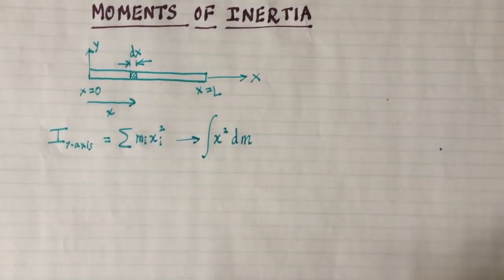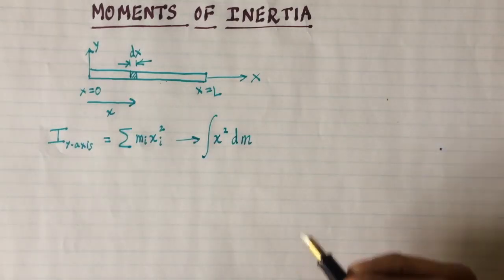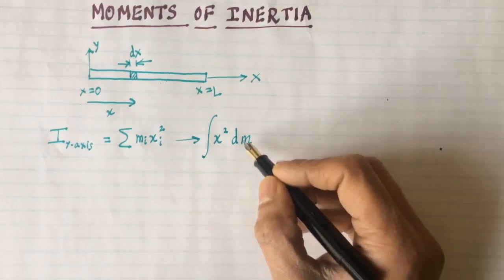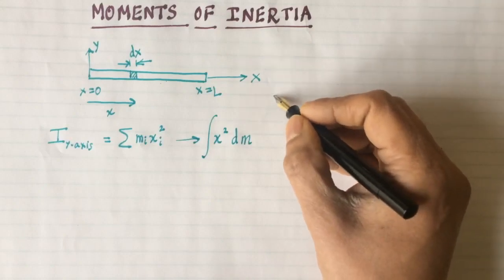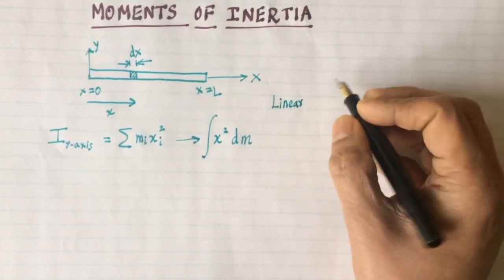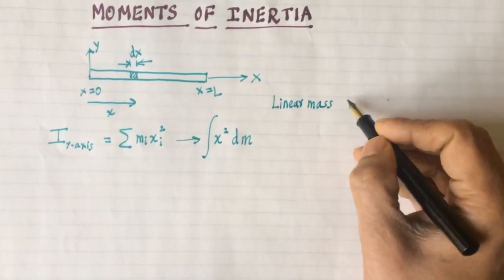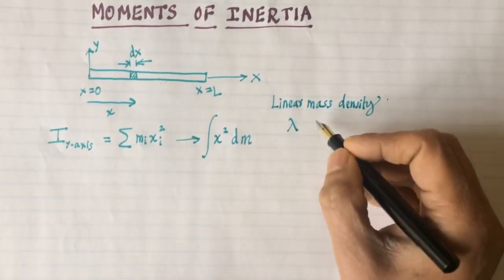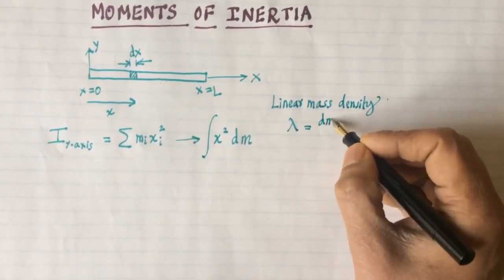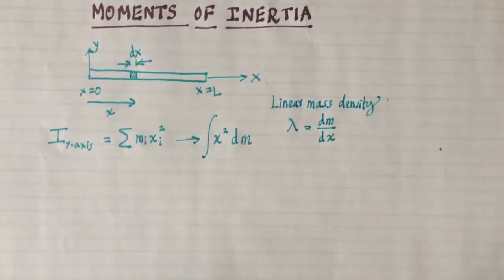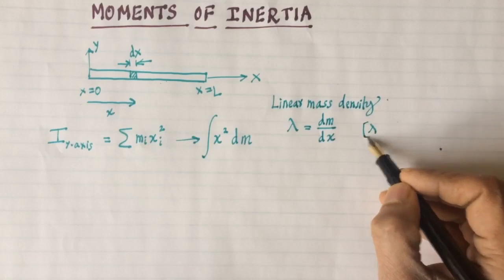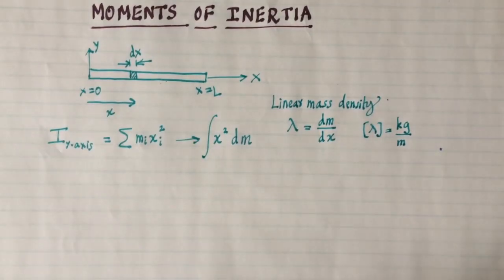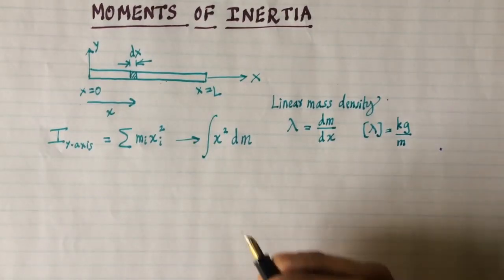Now this mass element, which I introduced for the center of mass video, is the same mass element which is got by using what's called a linear mass density. So I'll write that here. Lambda, whose definition is the following: it's the rate of change of mass with respect to distance. So as you saw in the earlier video, this has units of kg per meter because mass is measured in kg and length in meters in the SI system.